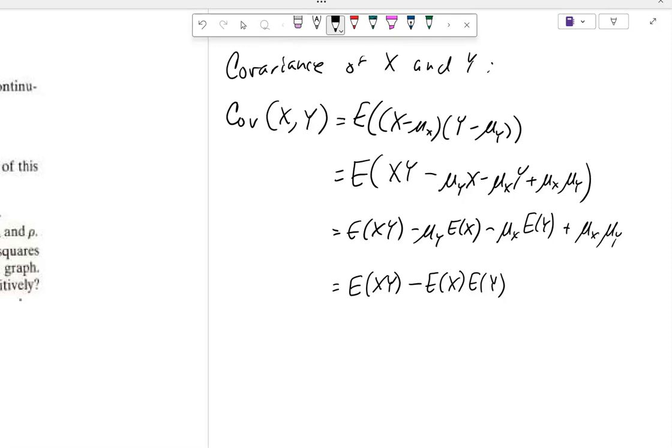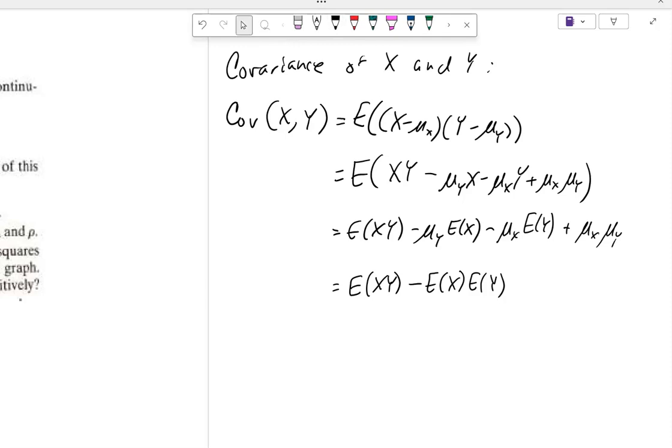This looks like our working formula for the variance, doesn't it? Because if you think of x and y being the same variable, you have expected value of x squared minus expected value of x quantity squared. It looks like the same formula, which is nice.